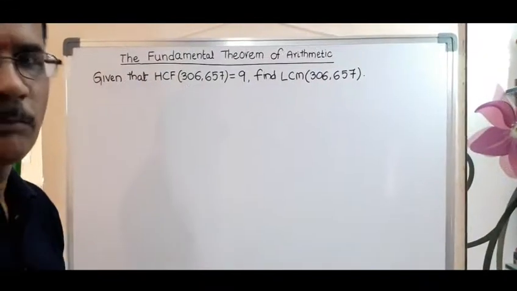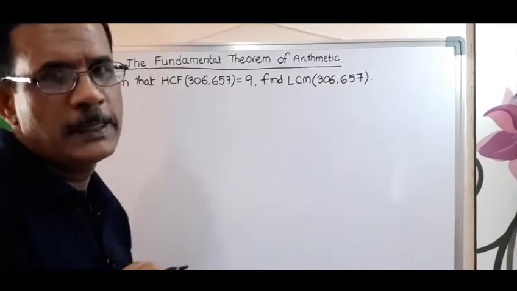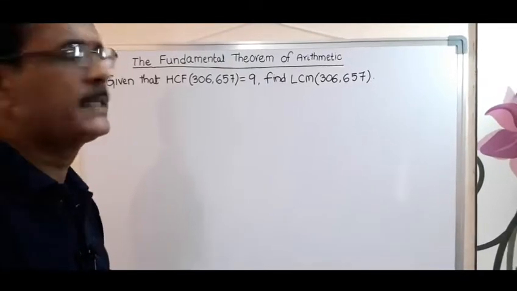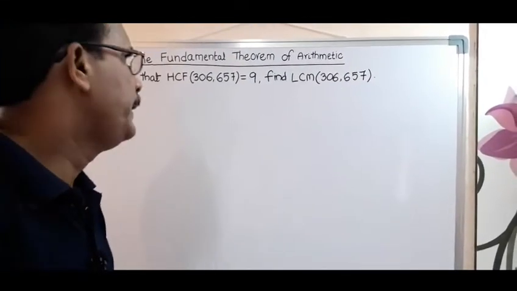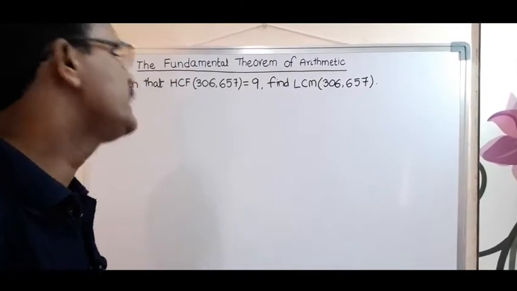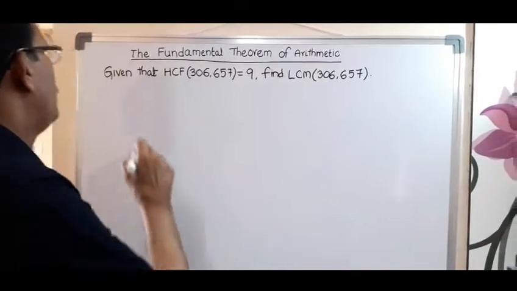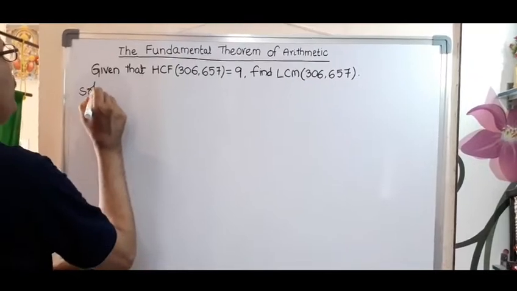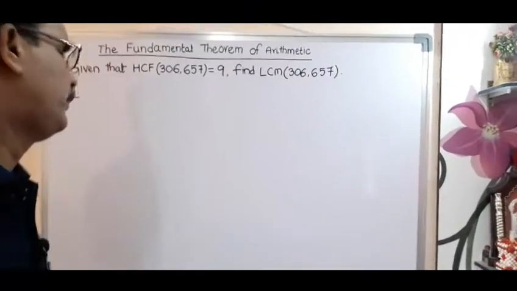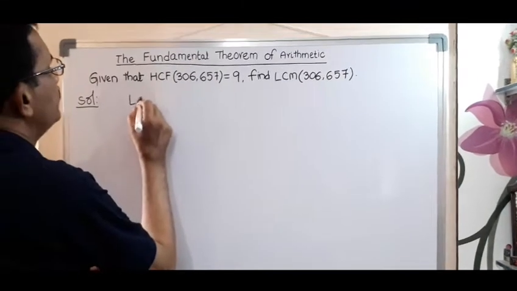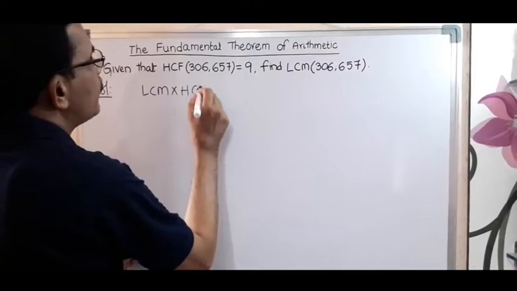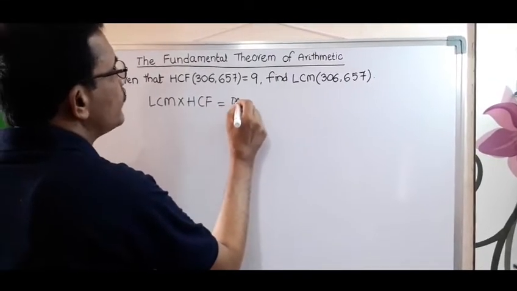Let us solve one problem based on this fundamental theorem of arithmetic. Given that the HCF of 306 and 657 is 9. Find the LCM of 306 and 657. Solution. We know the relationship between LCM and HCF of two numbers. LCM into HCF is equal to the product of the numbers.